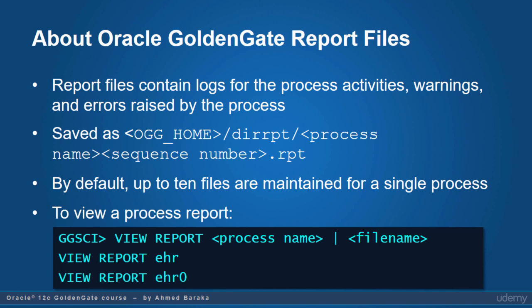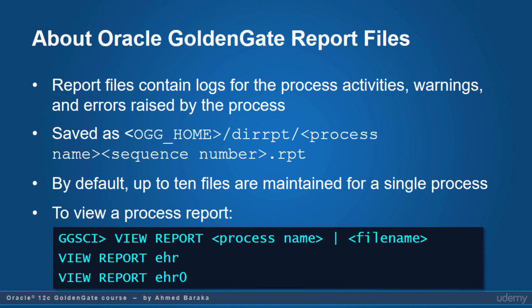We have already seen the report files in a previous lecture. In this lecture, I will talk in more detail about the report files and how to configure them. As I discussed before, report files contain information about the activities performed by Golden Gate and any warnings or errors issued by the processes. That's why it is an important monitoring tool for a Golden Gate administrator.